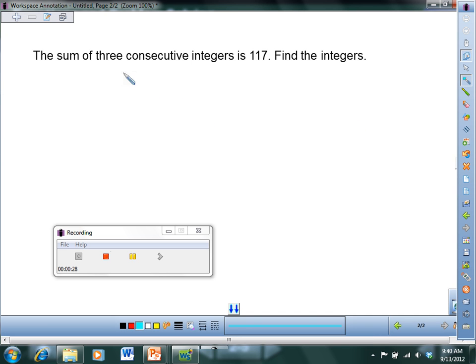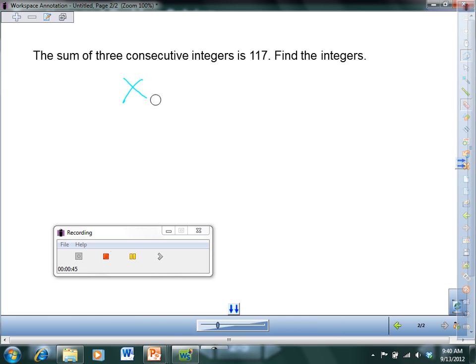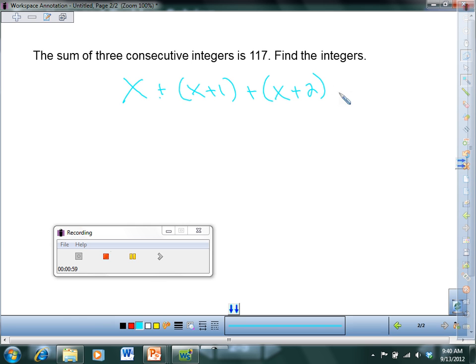Wrong. Go ahead. What is x times 3 equals 107? No. If the first integer is x, what would be the next integer? X plus 1, right? The next integer is going to be x plus 1 if it's a consecutive integer. What's the next integer going to be? X plus 2, okay? And that equals 117.